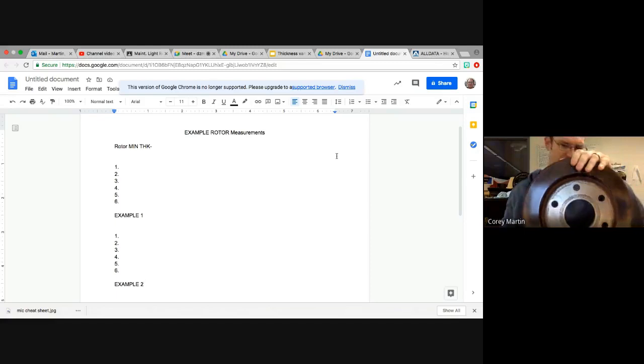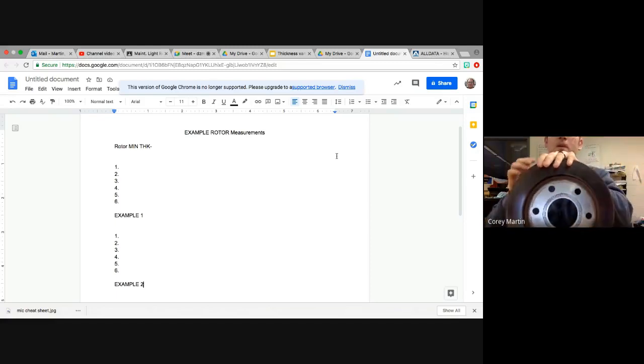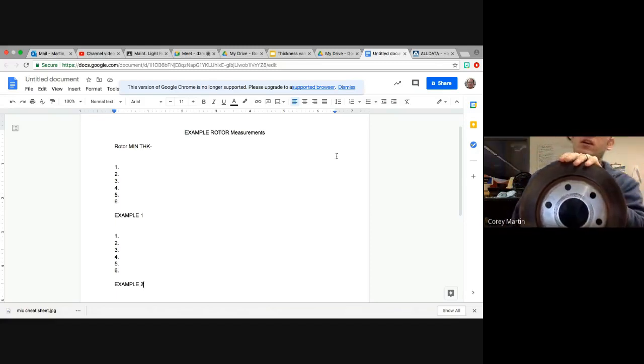If it does, it makes the process even simpler. But this one does not. So we're going to look that information up. This rotor is off of a 2003 GMC Denali truck. A Yukon or a pickup truck would use the same brake rotor. So we're going to use All Data to look this information up.